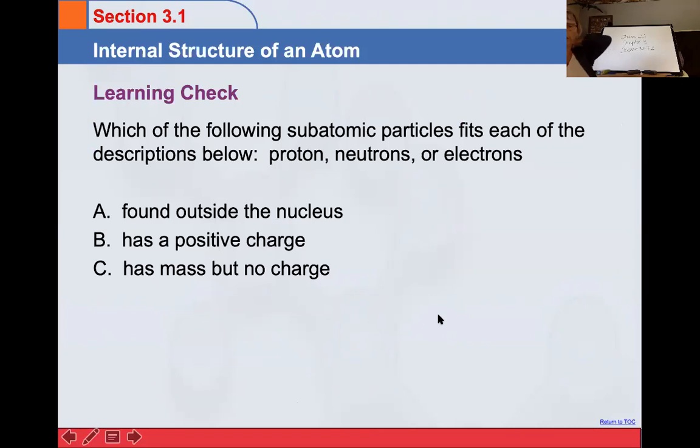So here's a little learning check for you on subatomic particles. Choose the subatomic particle that fits into each one of these categories. Go ahead and pause your recording and answer these questions.